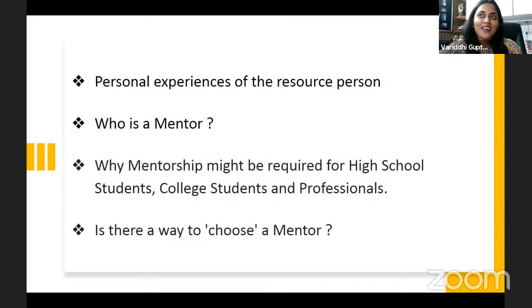Okay. Coming to why mentoring might be needed for school students, then for college students, and then for working professionals. Talking about high school students first, why would mentoring be essential for them? High school students are adolescents, as we all know, and adolescence is a time when everybody usually goes through some personal, emotional, and physical experiences which are completely new for them. And added to this, there are academic demands of choosing subjects and laying the foundations of career planning.